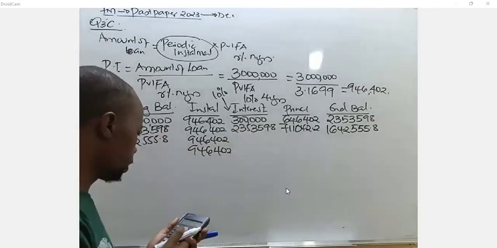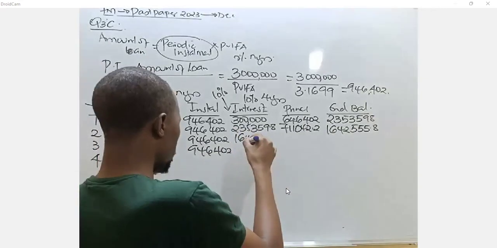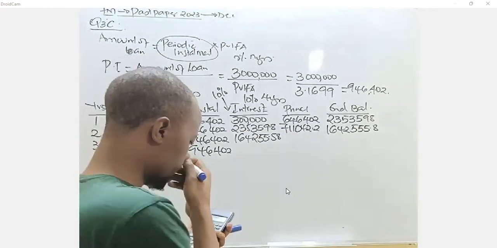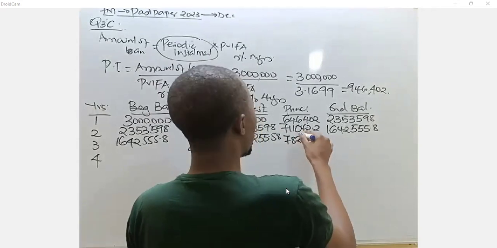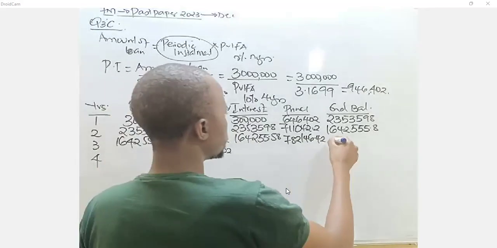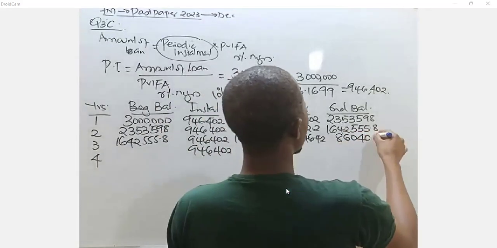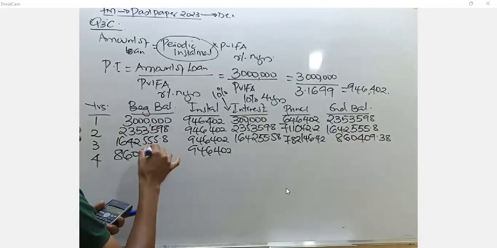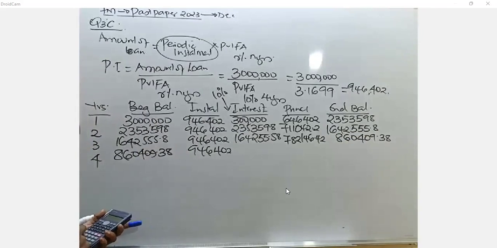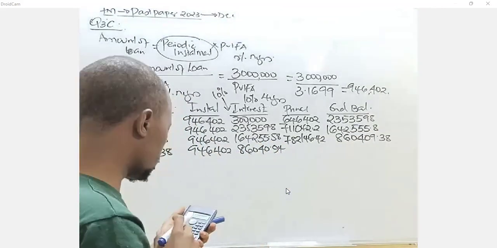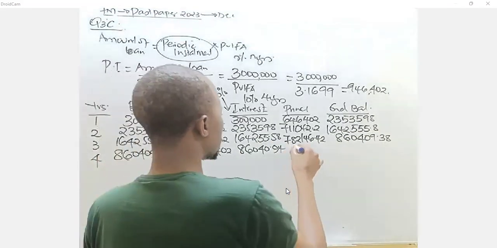So when you go to year three, 1,642,555.8 times 0.1 gives 164,255.58. 946,402 minus my answer gives 782,146.42. The end balance is 1,642,555.8 minus my answer, getting 860,409.38. That is the opening for year four. 860,409.38 multiplied by 0.1 gives 86,040.94. 946,402 minus my answer, getting 860,361.